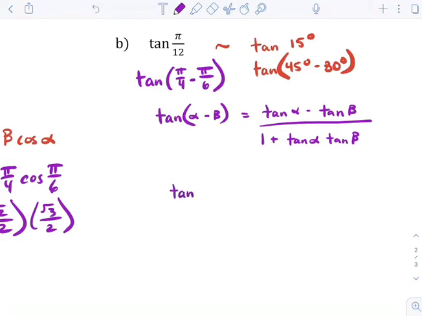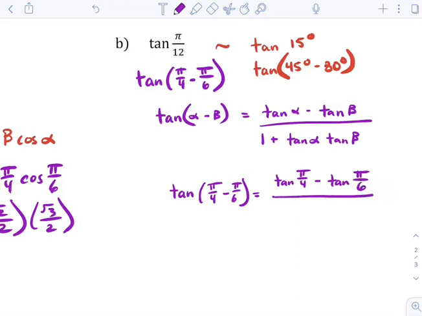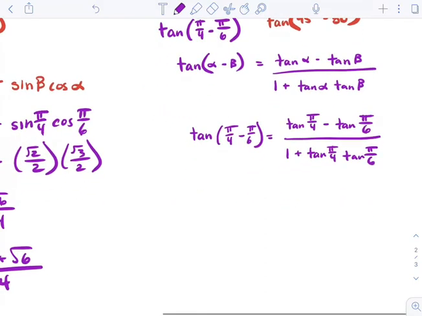I know tan pi over 4 minus pi over 6 is equal to, on top, tan pi over 4 minus tan pi over 6, all over 1 plus tan pi over 4. So in this case, I'm only needing to find two ratios. I'm needing to find tan pi over 4. I'm needing to find tan pi over 6. That's all we've got. So I did not know what 15 degrees was, but I have a formula using exact values that I know.